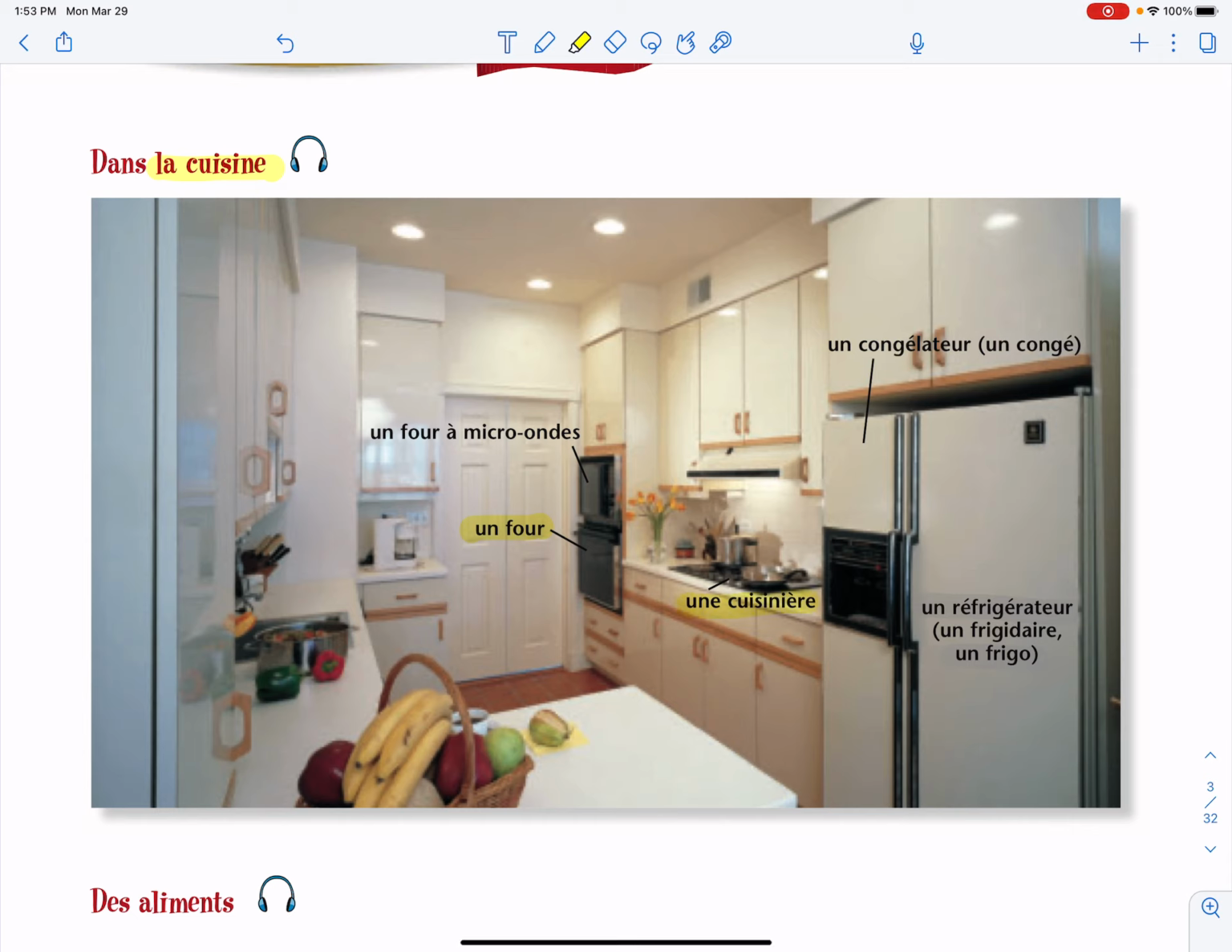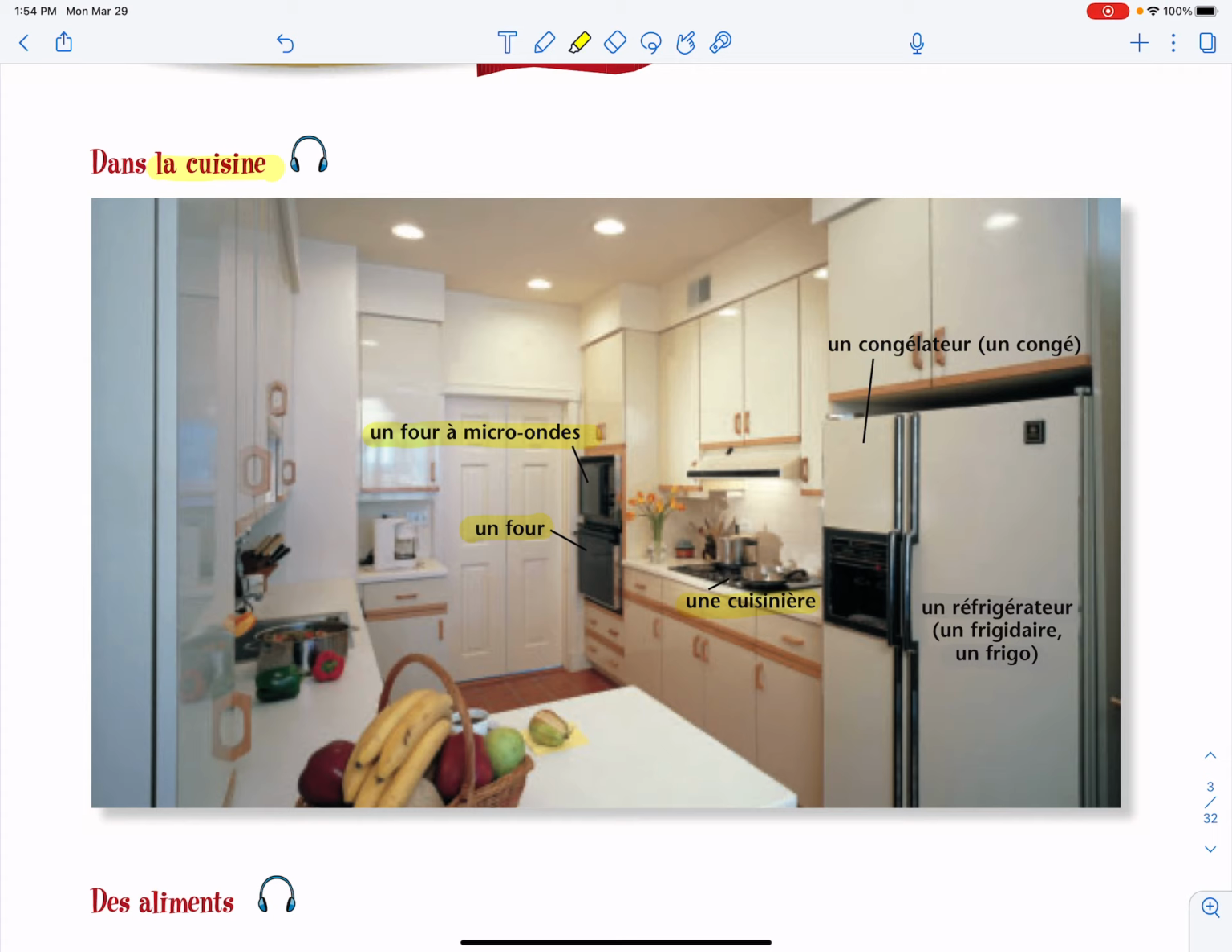So you'll notice that in this picture, there are two separate appliances. Usually in the United States, we have a stove that's right on top of the oven, but here it's two separate things. Un four à micro-ondes is a microwave oven. We usually just call it a microwave, and you can hear it called un micro-ondes as well, but un four à micro-ondes, microwave oven, is the full term.